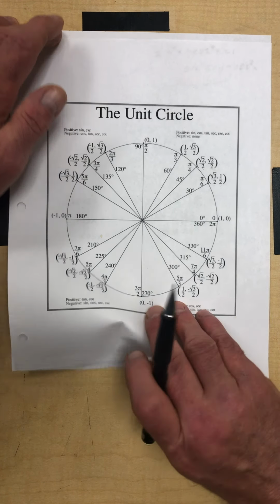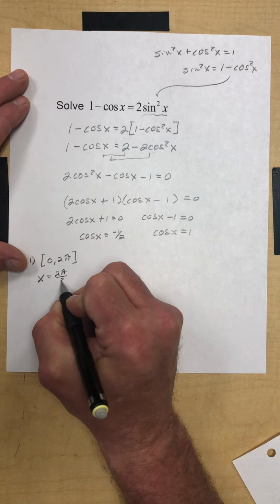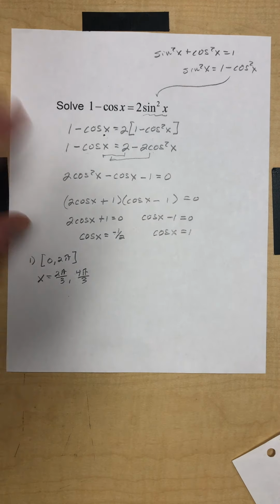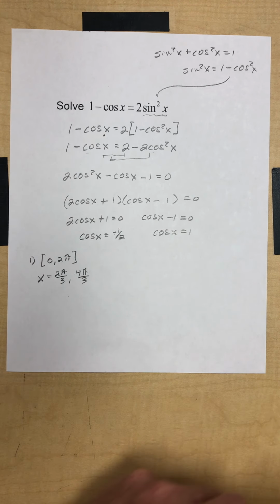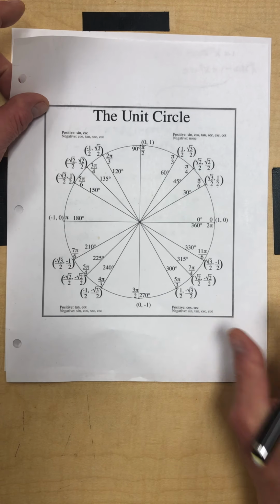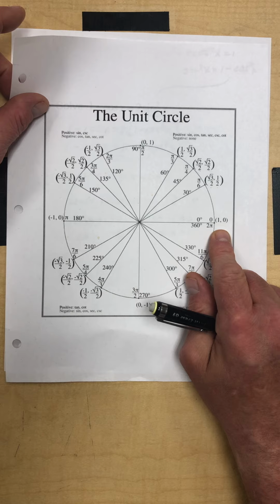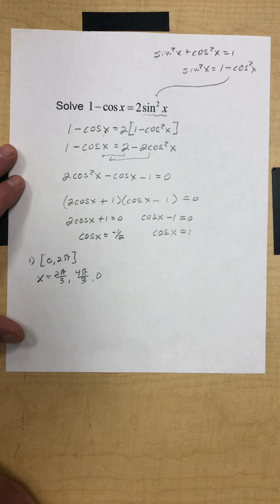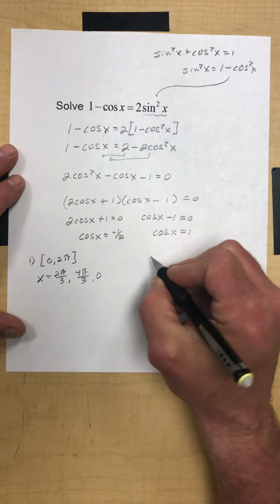Okay, our x coordinate is negative 1/2, so 2 pi over 3 and 4 pi over 3. And then when is the cosine equal to 1? So when is our x coordinate equal to 1? Well, that only happens here at 0 radians. So we got 3 solutions on 0 to 2 pi.